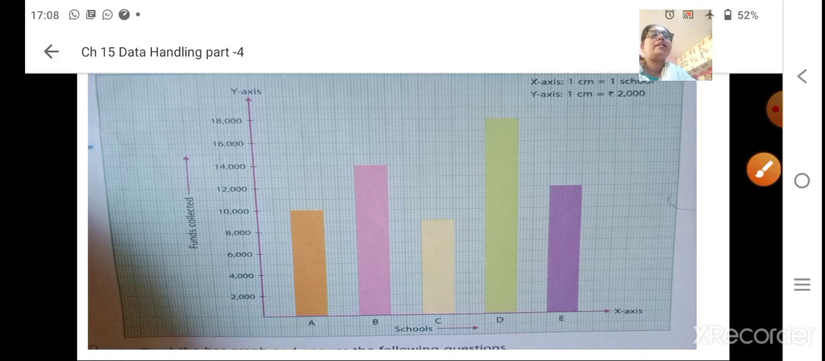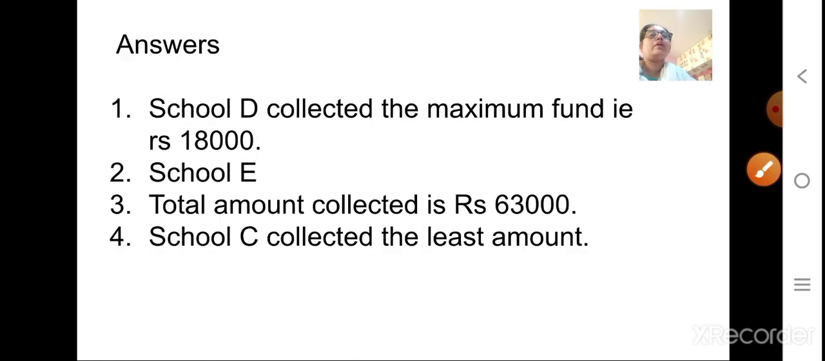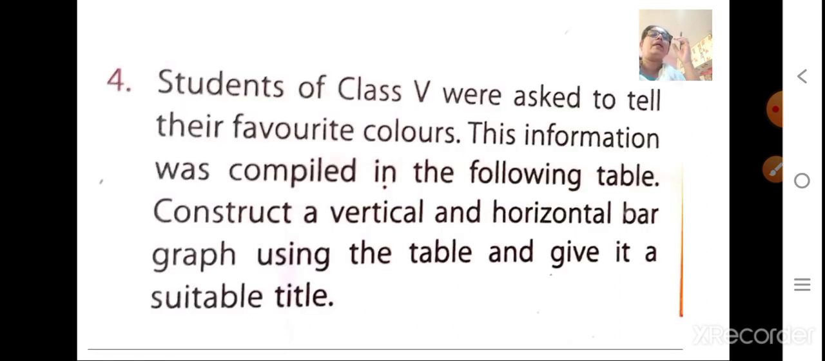And which school collected the least amount? What is the total amount collected? The total amount collected is rupees 63,000. And the school which collected the least amount is school C. So seeing the bar graph, it becomes easy for you to answer the questions. So see it thoroughly and then answer the questions.